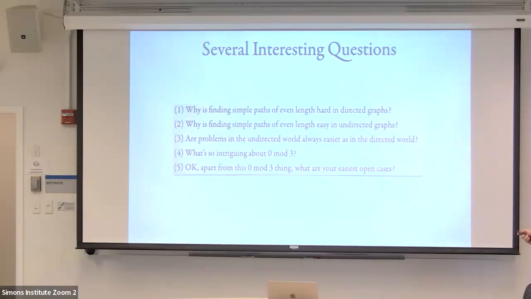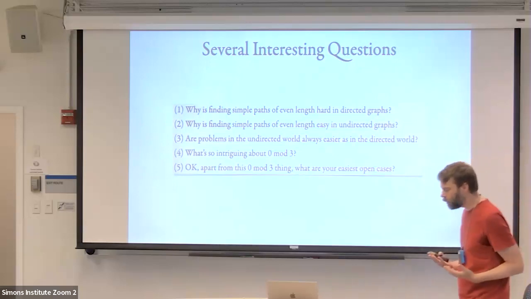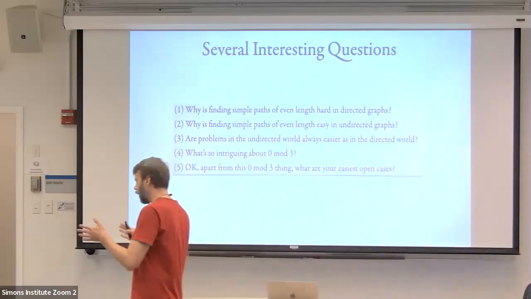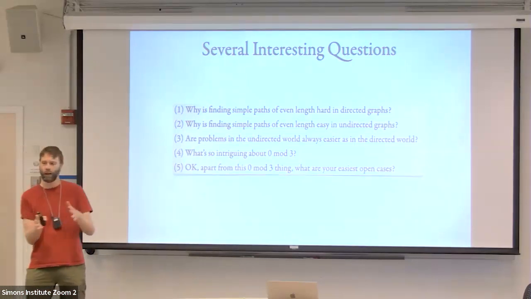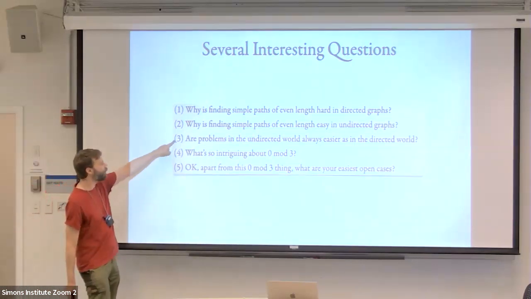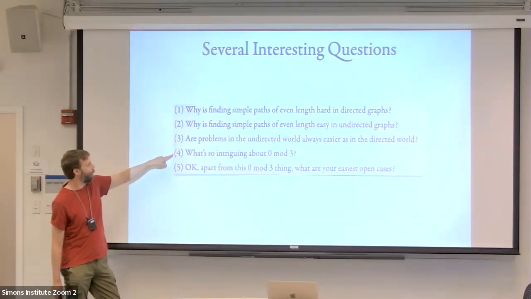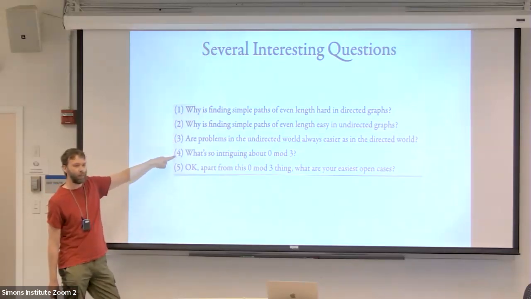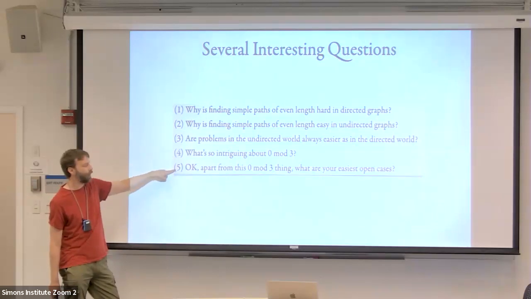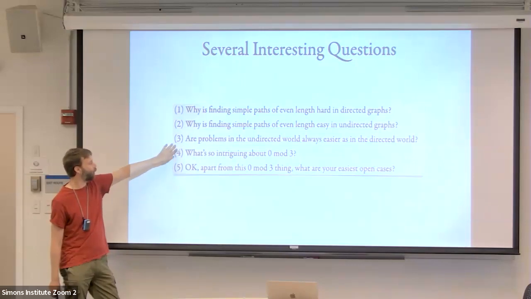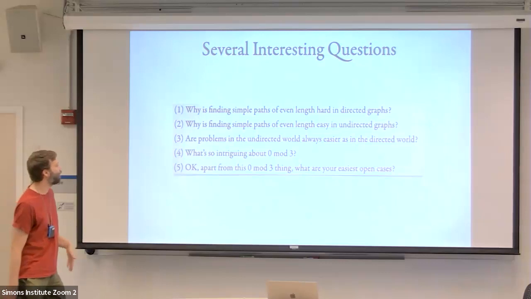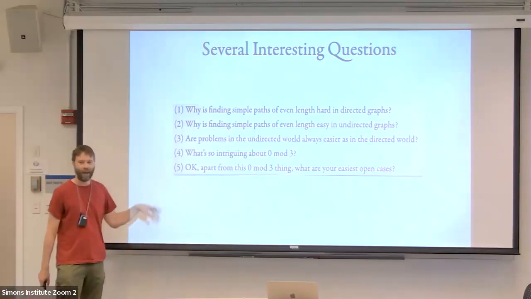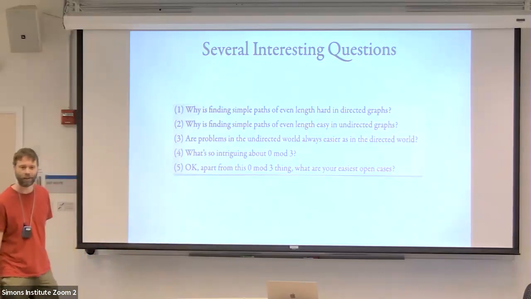We have seen in the examples until now problems that are hard in the directed world, and once you go to the undirected world, they become easy. Is this always the case? Okay, what's so intriguing about 0 modulo 3? And then a question I heard at several talks here at Simons: apart from this, what are your easiest open cases? Okay, and now I have something like 5 slides on this, and we could discuss these questions.